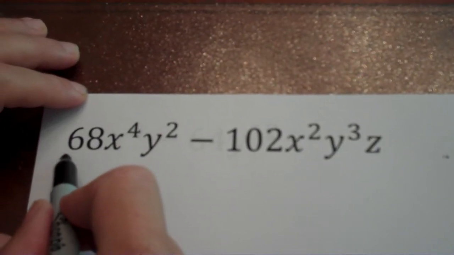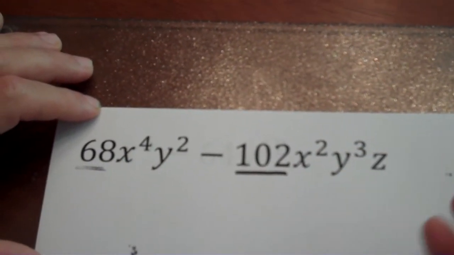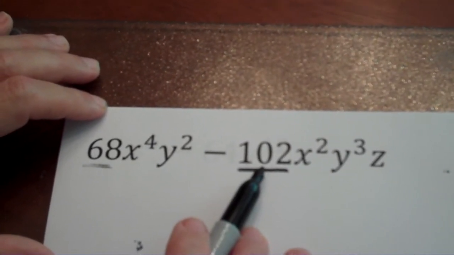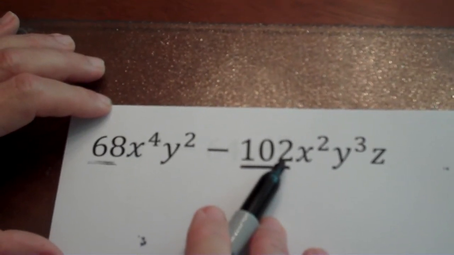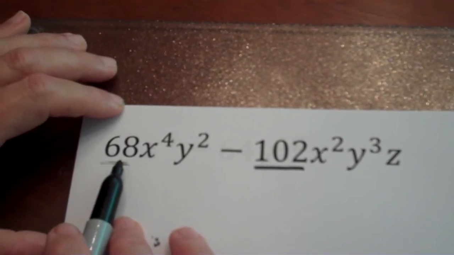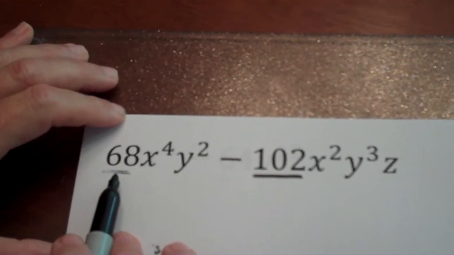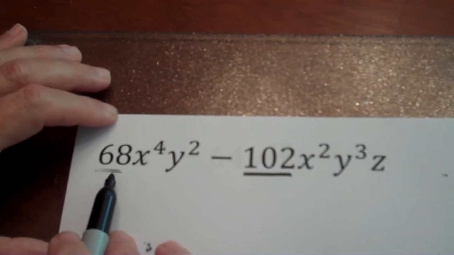What goes into 68 and 102? Well, 2 does. They're both even. How about 3? 3 goes into 102 because the sum of those 3 digits is 3, and 3 goes into 3. 3 won't go into this, so that doesn't work. So let's go ahead and think about the 5. 5 doesn't work for either one.